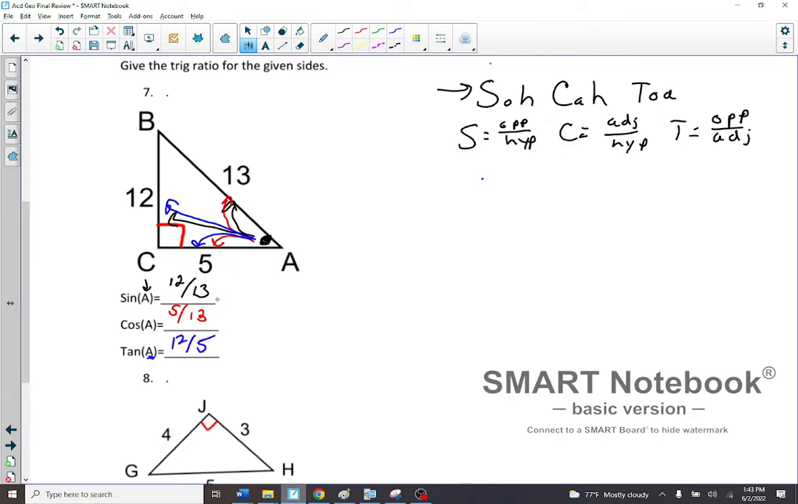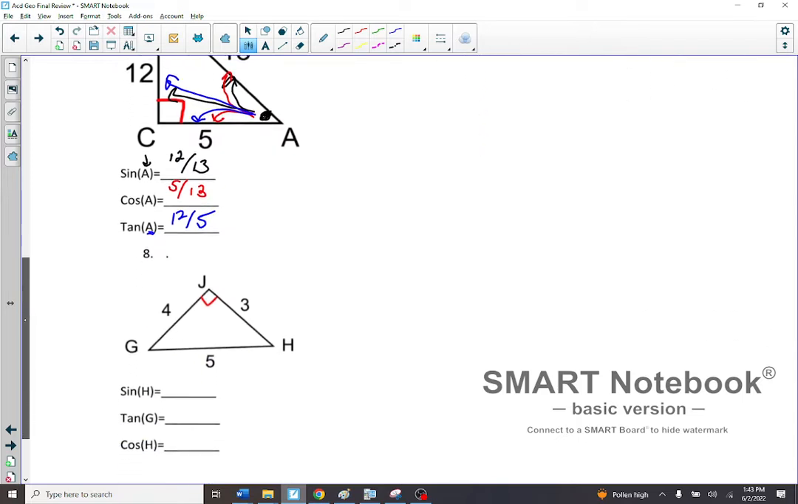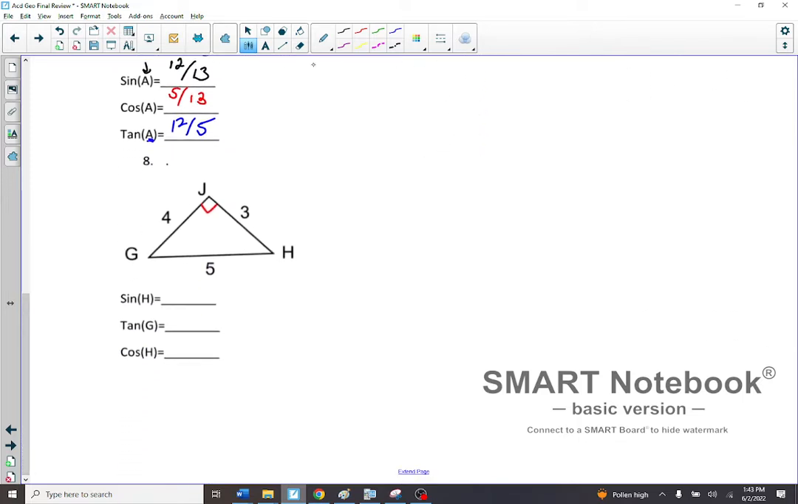But don't you have to type that in the calculator? No, because this is asking what is the trig ratio, which is just the numbers. You already have the numbers. When you're missing a number on the next page, we'll have to type stuff in the calculator. Next one. Now pay attention.